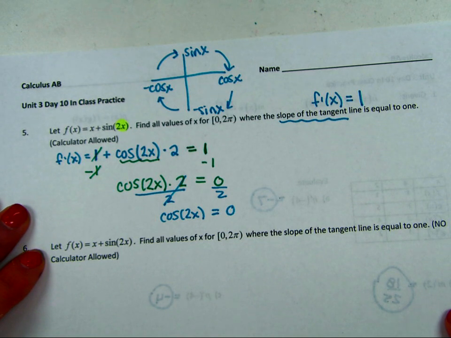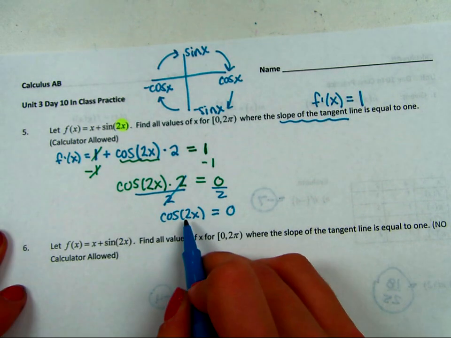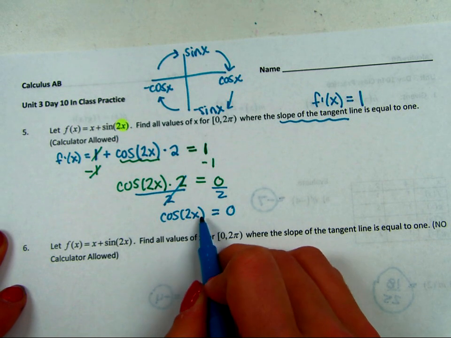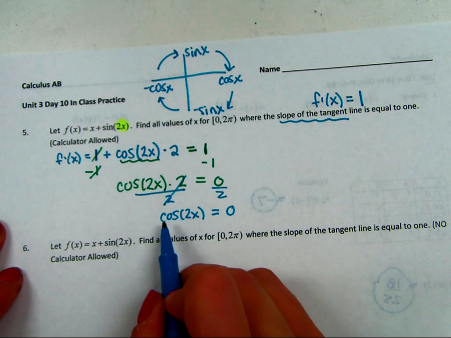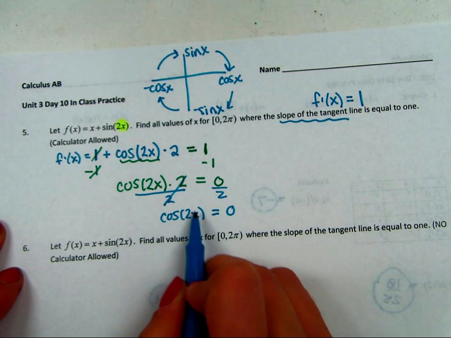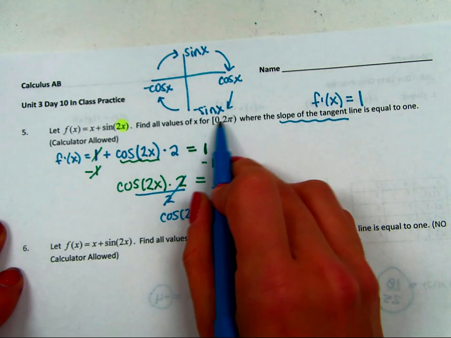We have to solve this, and again, they're saying we can use a calculator. On the warm-up, we would have done this by hand, called this theta, solved for theta, and then plugged it back in to solve for the x's. But we can use a calculator. So really, we just want to know, when does this graph hit 0? Or where does it have its x-intercepts on 0 to 2 pi?